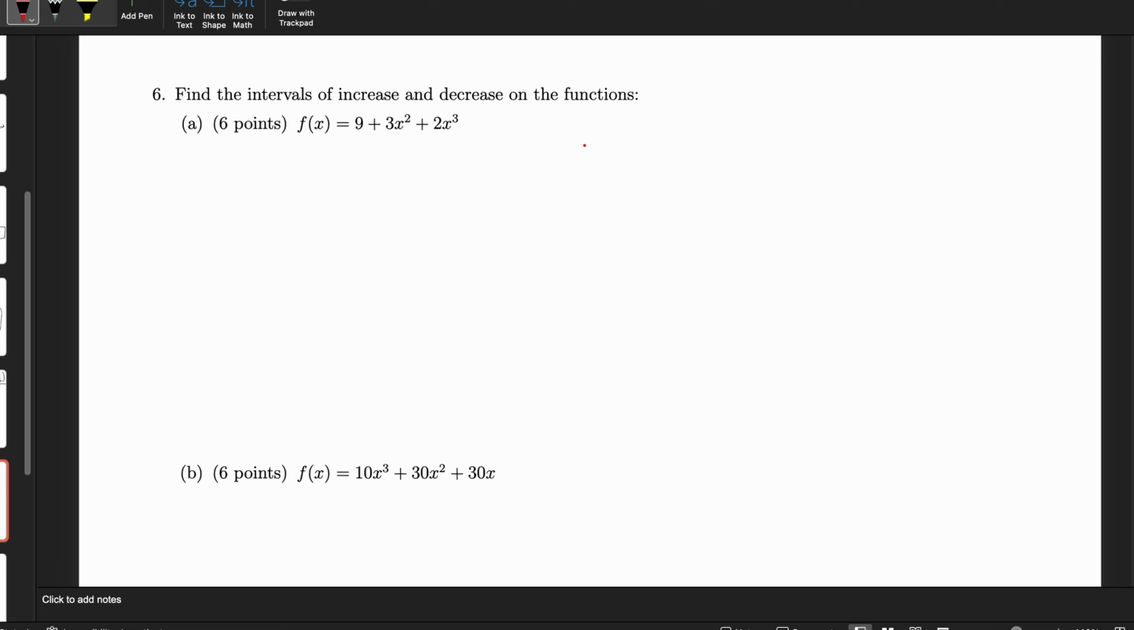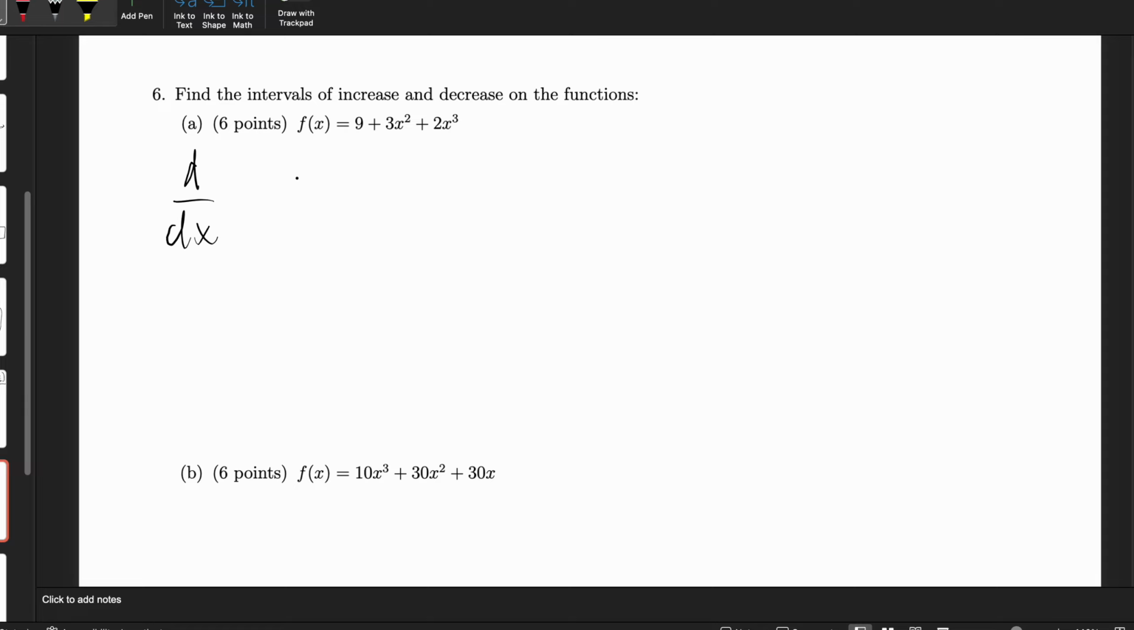Very good. Okay. Find the intervals of increase and decrease. I'm just going to do A. I'm going to leave B for you. These questions are relatively simple, I think. So to find the intervals of increase and decrease, we take the derivative. We set it equal to 0, and we can plug in numbers to the left and to the right. We can use the second derivative test. I'm going to do just plugging in numbers to the left and to the right, because in a subsequent question, we're going to be using the second derivative test. So I want you to see both methods.